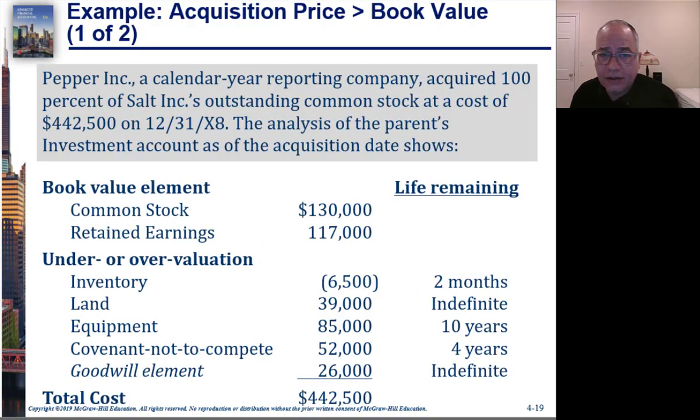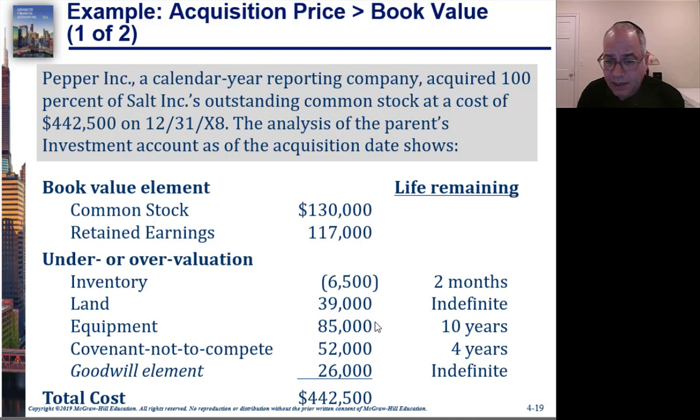I'm not going to go through this whole example, but this was an example here in the PowerPoint slides that'll help you see some of these write-ups and write-downs and differential items. There's an inventory item. It looks like inventory was overvalued, that's why there are parentheses for $6,500. Land was undervalued by $39,000.